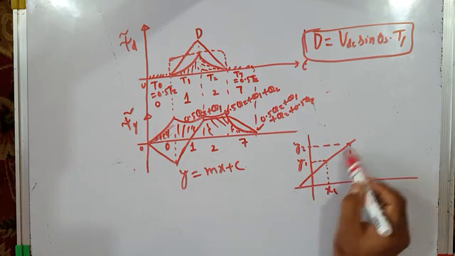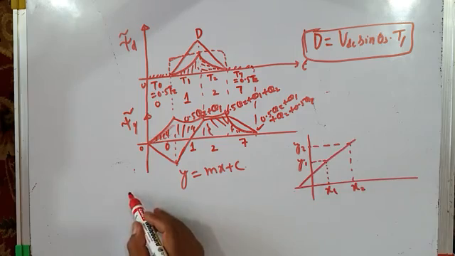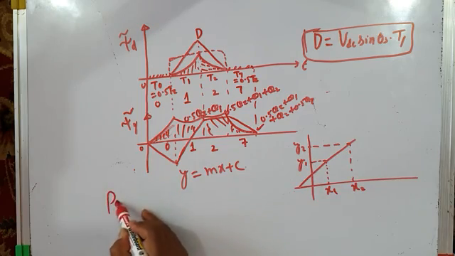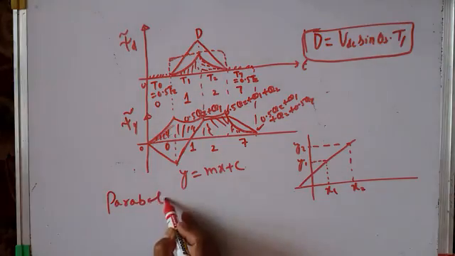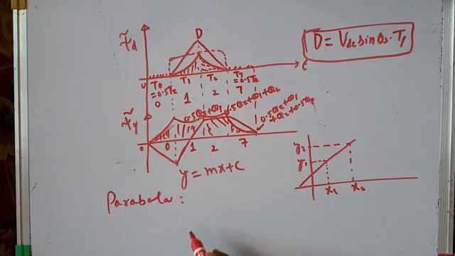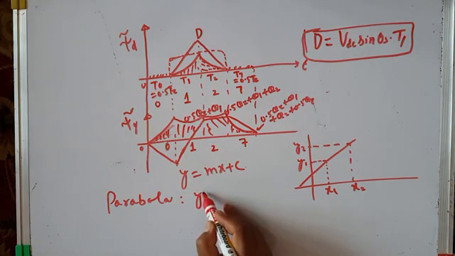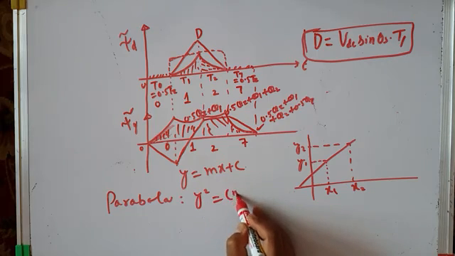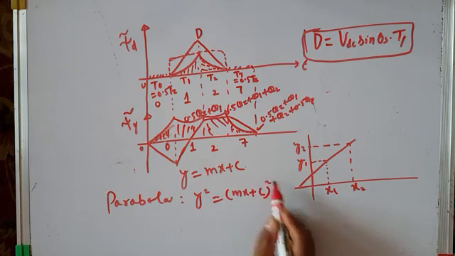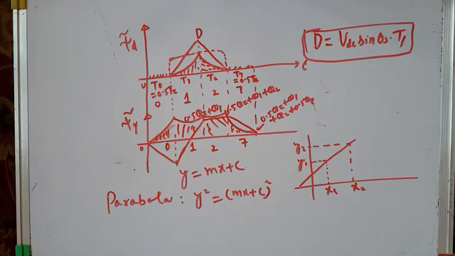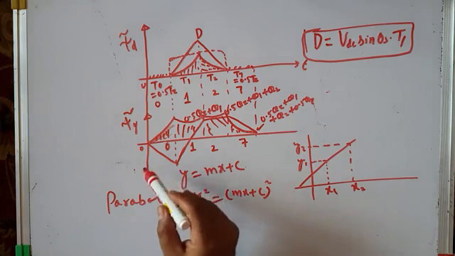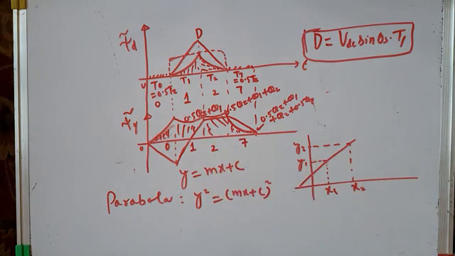When I square this line, that will give me a parabola. So therefore, I will write here, parabola becomes, when I square these lines, y square equal to mx plus c whole square. So when you square this line, you get the equation of a parabola, y square equal to mx plus c whole square. After that, you have to find the area under the parabola. For example, you have to find the area under all these parabolas.